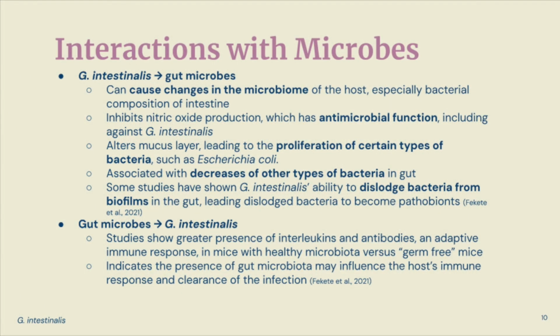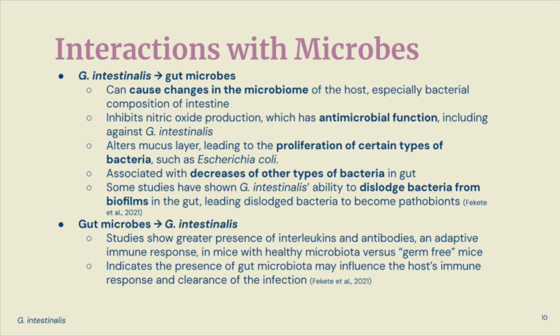Moving on to interactions. It influences the microbiome of its host gut and vice versa. Giardia intestinalis inhibits nitric oxide production, which has an antimicrobial function, including against itself, so that helps with its own survival. It also alters the mucus layer in the gut, leading to proliferation of certain types of bacteria such as E. coli, and it decreases other types of bacteria. And some studies show that it can dislodge bacteria from biofilms in the gut, leading those dislodged bacteria to become pathobionts.